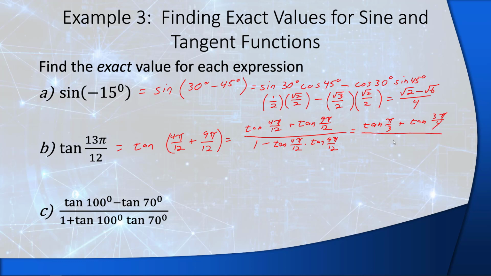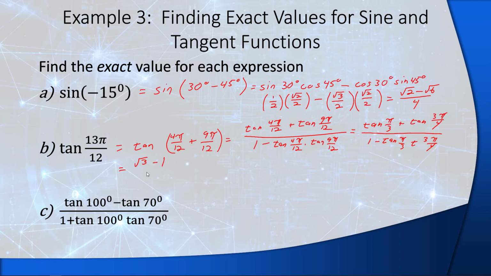And then over here we have 1 minus the tangent of pi over 3 times the tangent of 3 pi over 4. Okay, now we can actually substitute in some values. The tangent of pi over 3 is going to be equal to the square root of 3. The tangent of 3 pi over 4, well, that's just minus 1 because we're in quadrant 2. That's 45 degrees in quadrant 2.